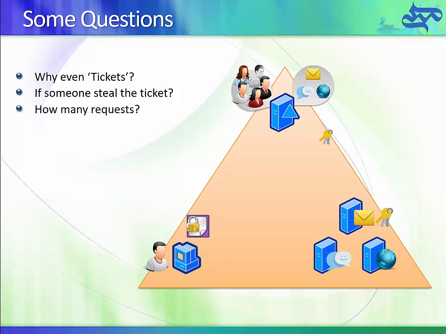The third question will be, how many requests? What does it mean? It means that when a user wants to access a service like a mailing server, he should create a request and send the request to the KDC. When there is another request for a web server, the request should be made again to the KDC. When again there is another request, the request should be made again to the KDC. As we can see, the KDC will be under pressure of so many requests for so many services.